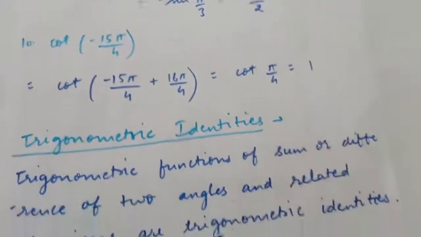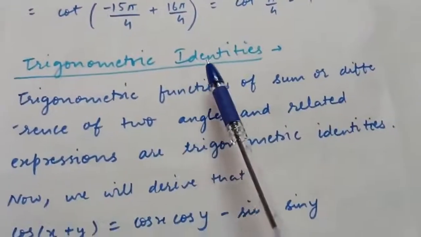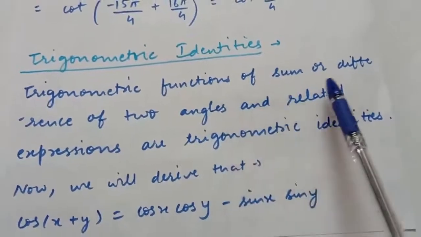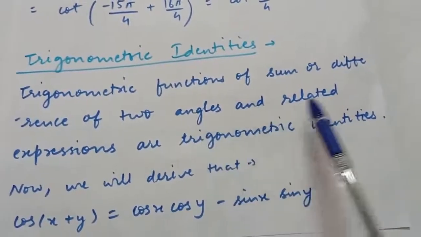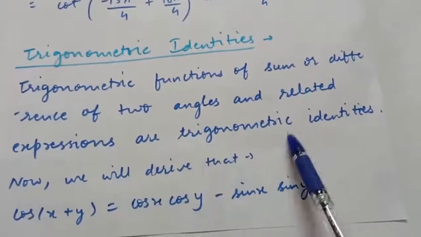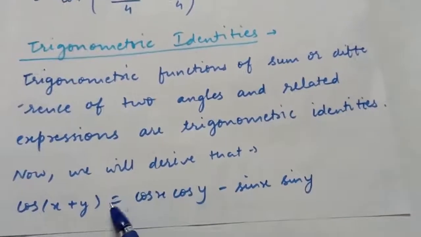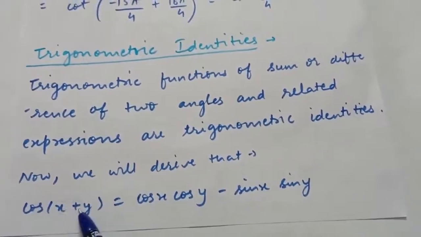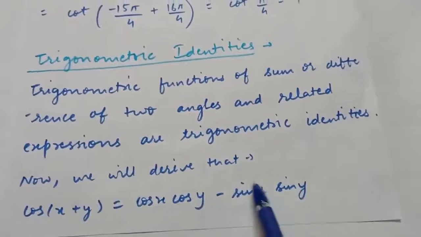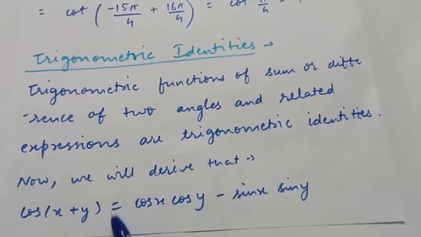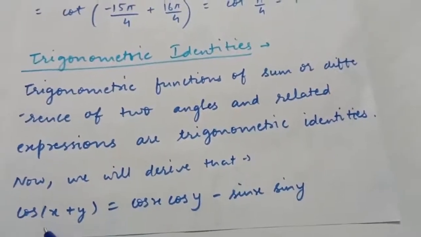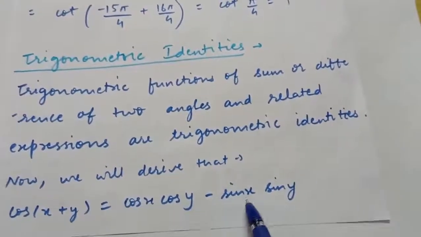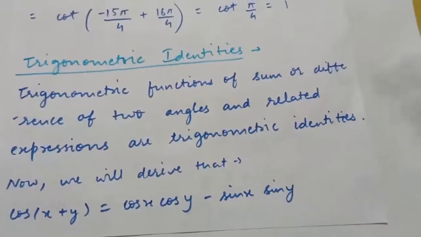Clear? Now we will discuss some trigonometric identities. Trigonometric functions of the sum or difference of two angles and related expressions are called trigonometric identities. Like this is the sum of two angles in the trigonometric functions. So this is a trigonometric identity. Now we will derive the formula for this. So cos(x plus y) is equal to cos x into cos y minus sin x into sin y. Now we will derive this.